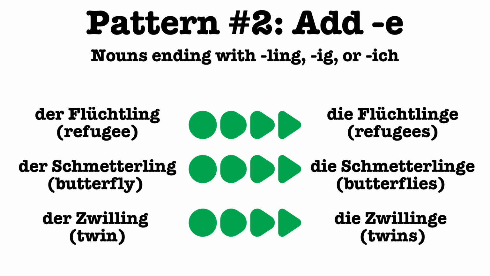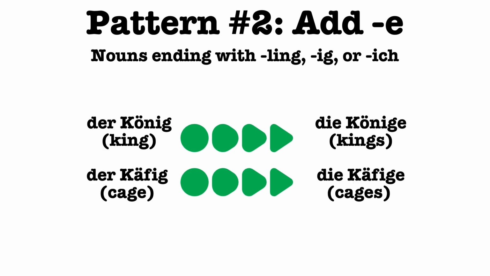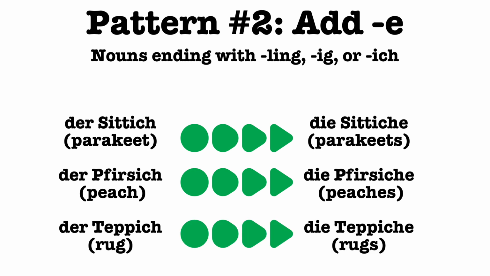Der Flüchtling, die Flüchtlinge, der Schmetterling, die Schmetterlinge, der Zwilling, die Zwillinge, der König, die Könige, der Käfig, die Käfige, der Sittich, die Sittiche, der Pfirsich, die Pfirsiche, der Teppich, die Teppiche.